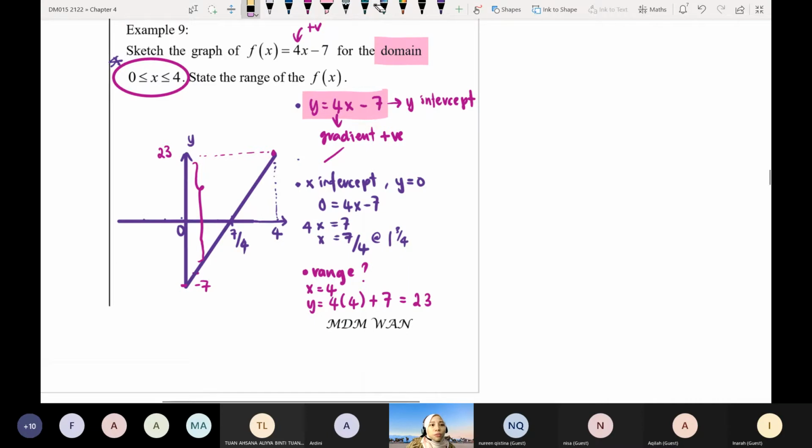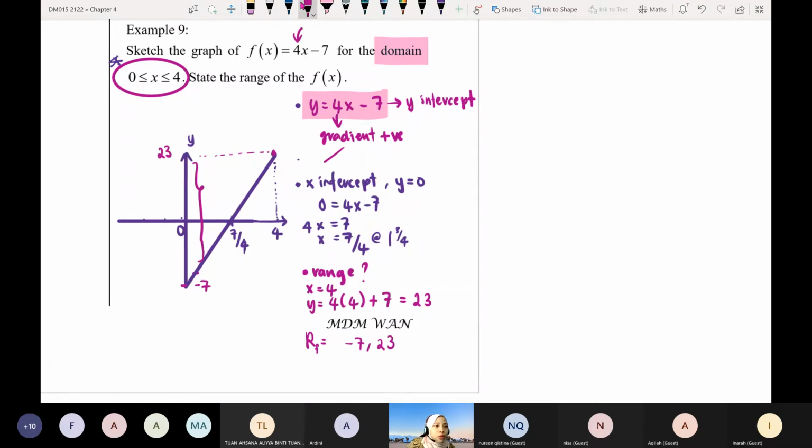So the value is from, the range is from negative 7 until 23. So range of what? Range of F. Sometimes it is denoted like this, range of F, where F is a subscript. If it's G, range of G. Okay. From negative 7 up to 23.